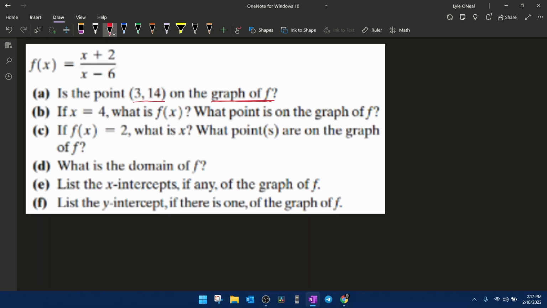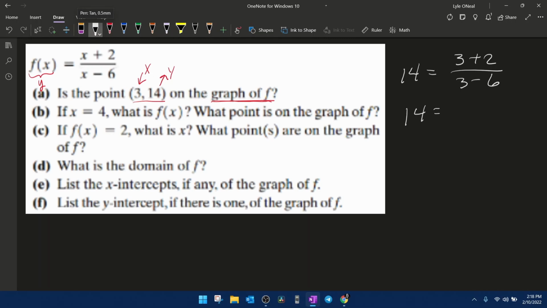So what does this say? This says if x is 3, then y has to be 14. And I hope everybody at this point knows that f of x is y. So over here on the side, we're going to replace f of x with 14. We're going to replace every x with 3. And then we're going to work out and see if we get equality.